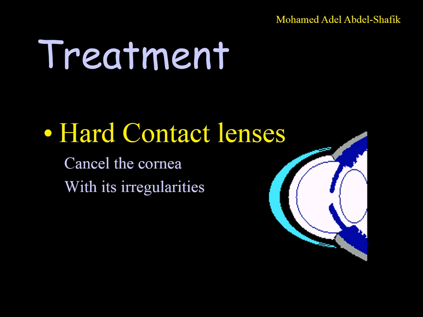Treatment of irregular astigmatism can be done by using a hard contact lens. Once we put a contact lens on the cornea, it will cancel the corneal irregularity. We use a hard contact lens to keep its shape so that it wouldn't follow the irregularity in the cornea.